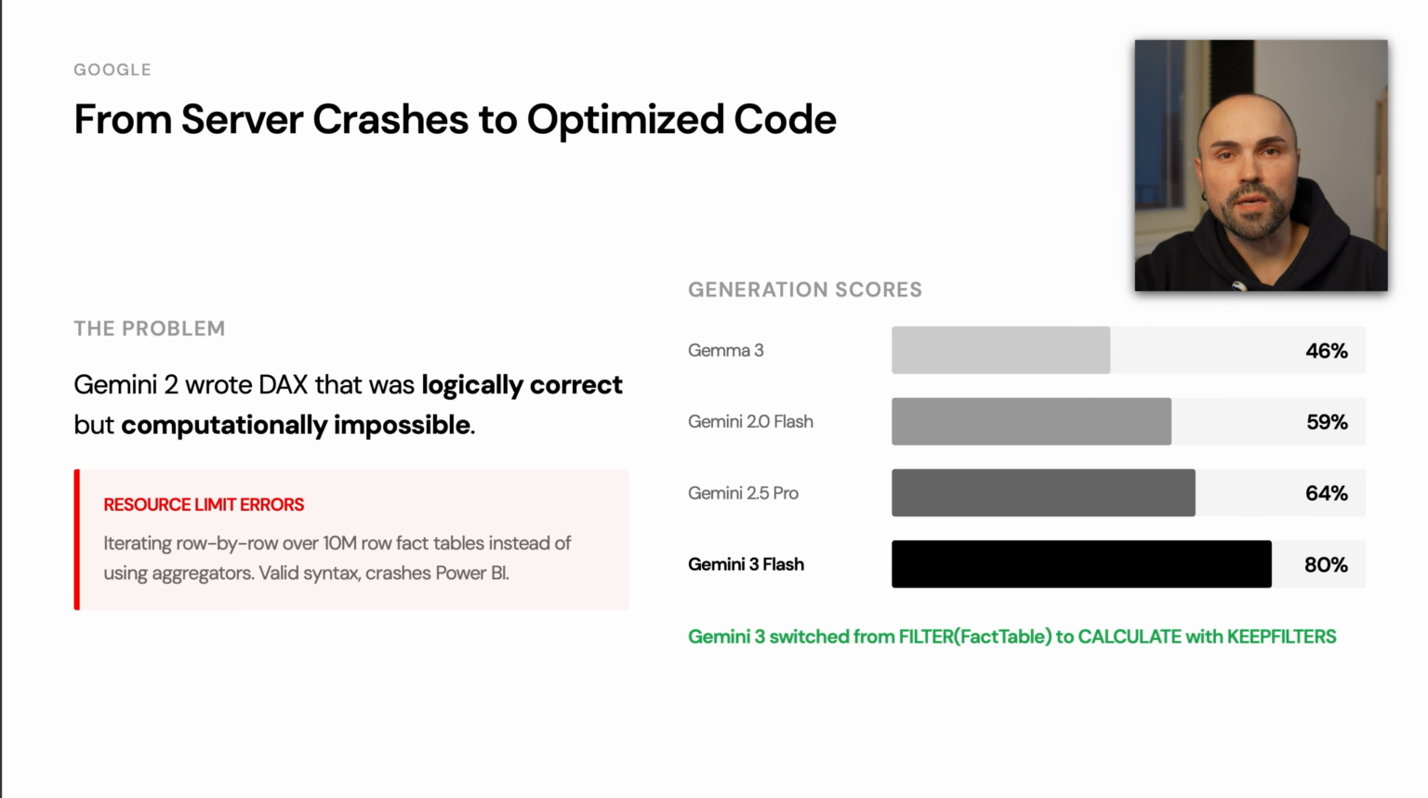Google took a big leap from Gemini 2 to Gemini 3 as well. Gemini 2 was writing highly unoptimized DAX code, which actually at one point crashed my benchmarking instance. Gemini 3 Flash and Gemini 3 Pro are currently among the frontier models that you can use for DAX. It went from 60% accuracy to 80% and finally learned how to properly use CALCULATE and KEEPFILTERS.